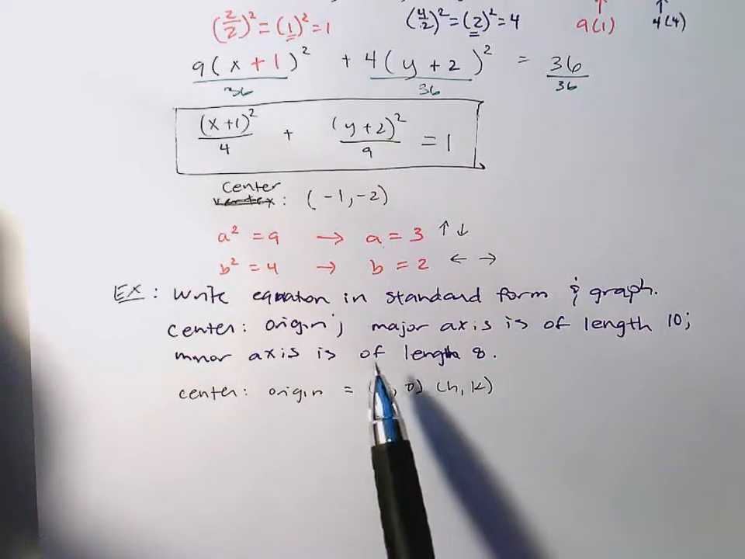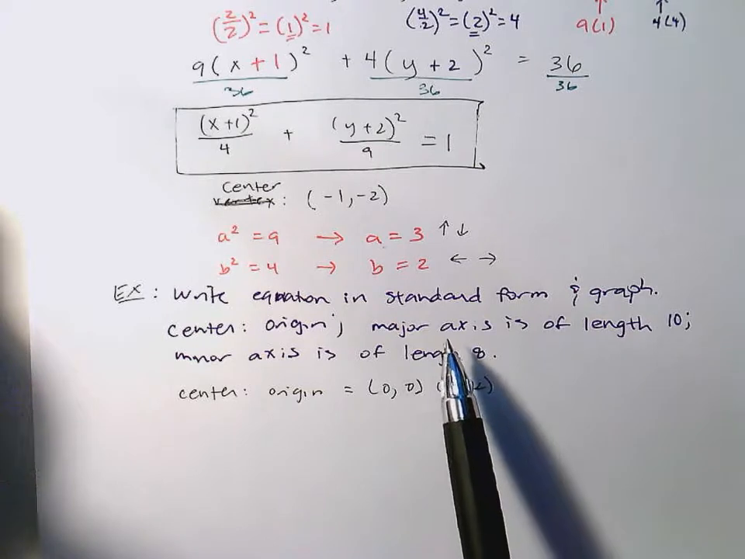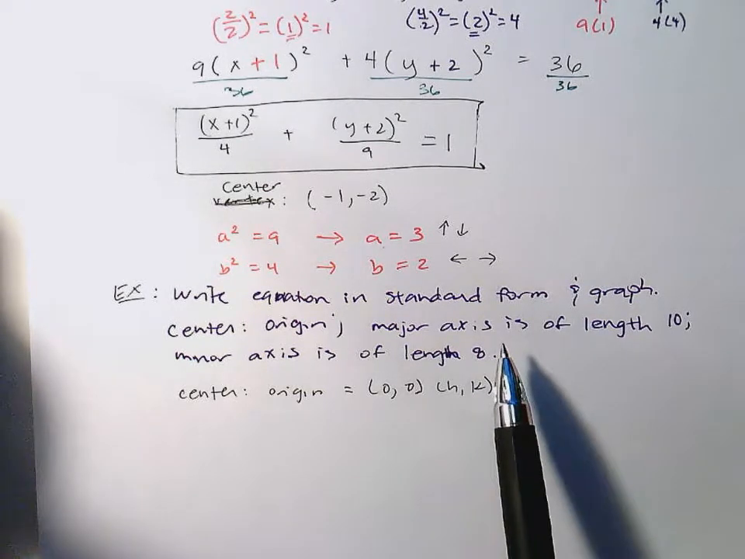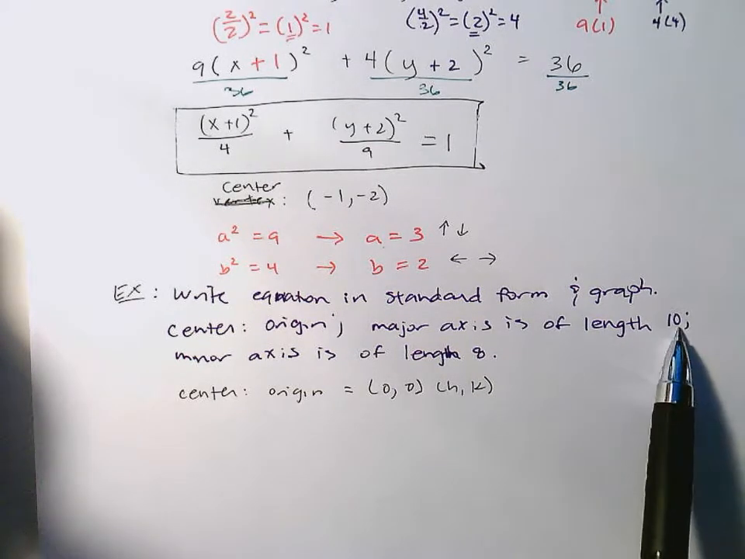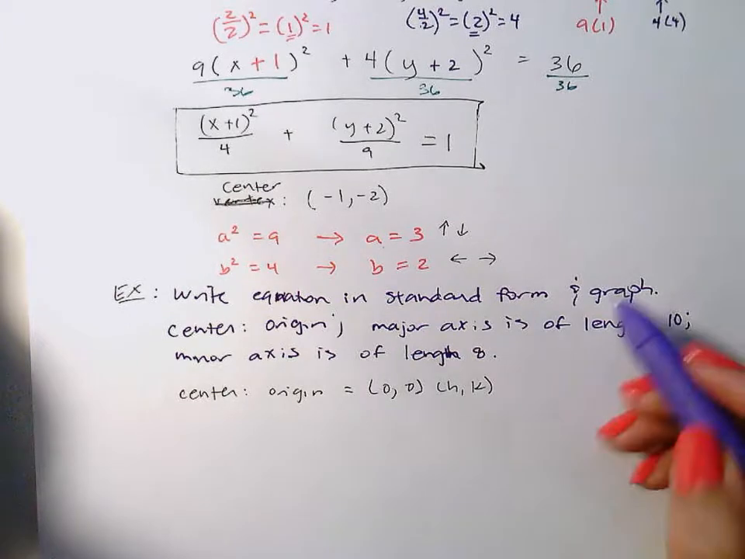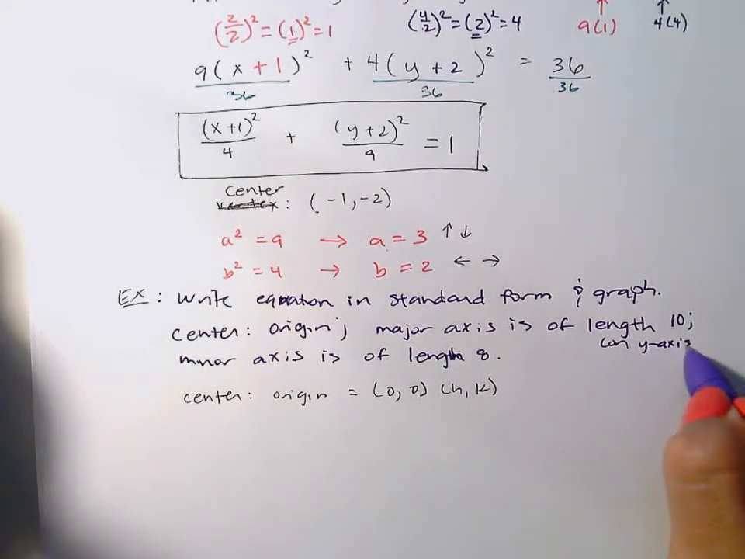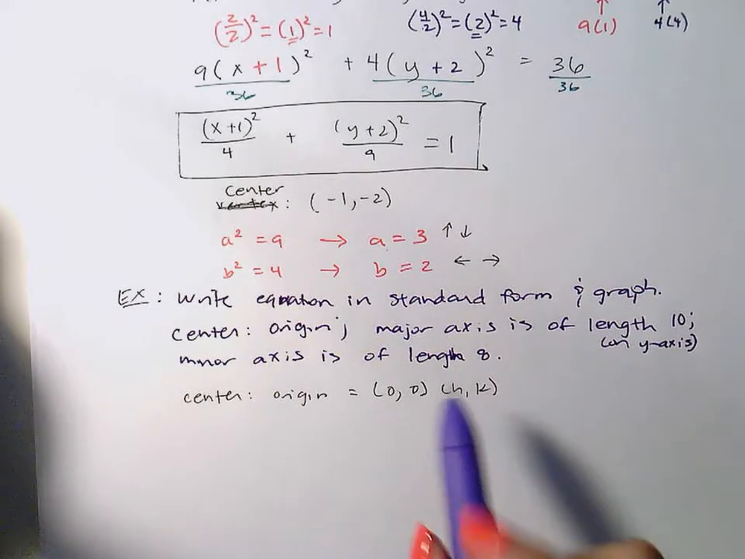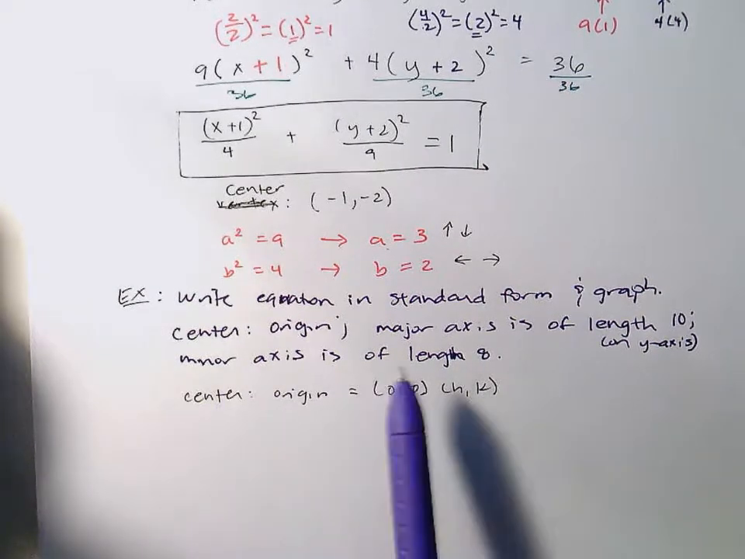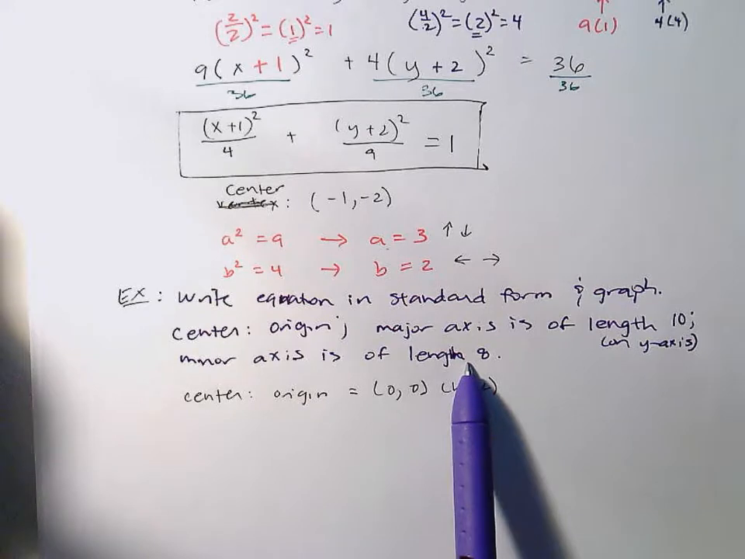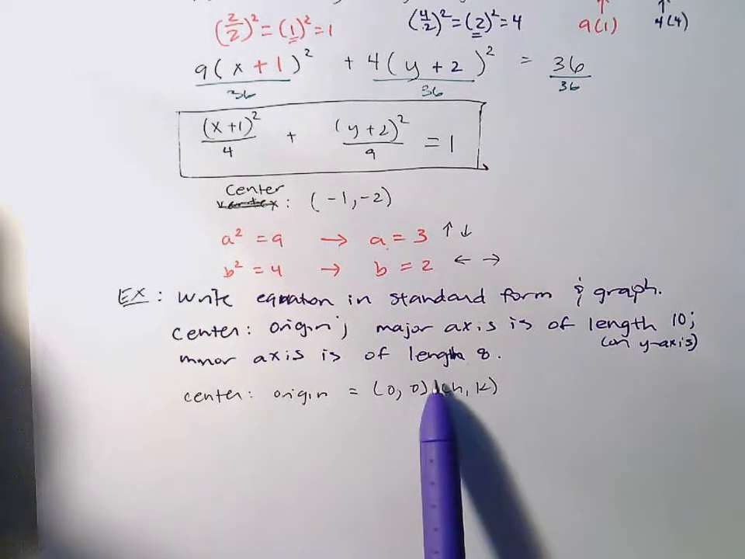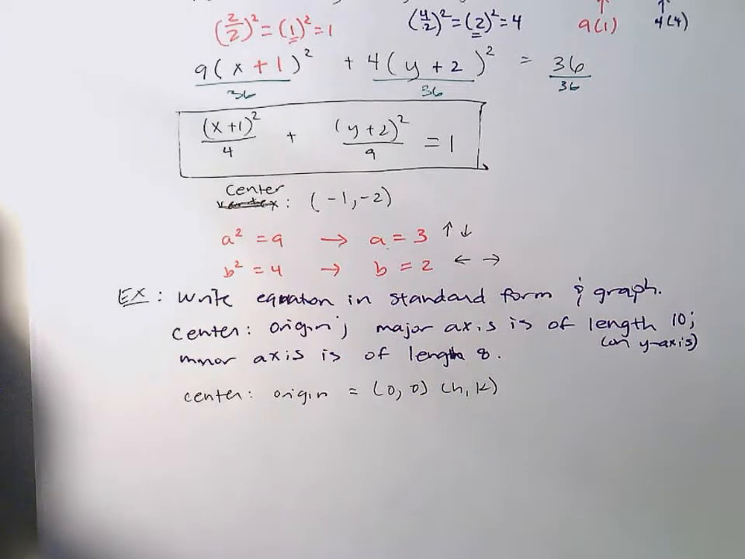And I didn't tell you what the major axis is. The major axis is of length 10 on the y-axis. Otherwise, we wouldn't be able to graph this. So this is on the y-axis, which means that the minor axis is of length 8. This one's on or along or parallel to the x-axis.